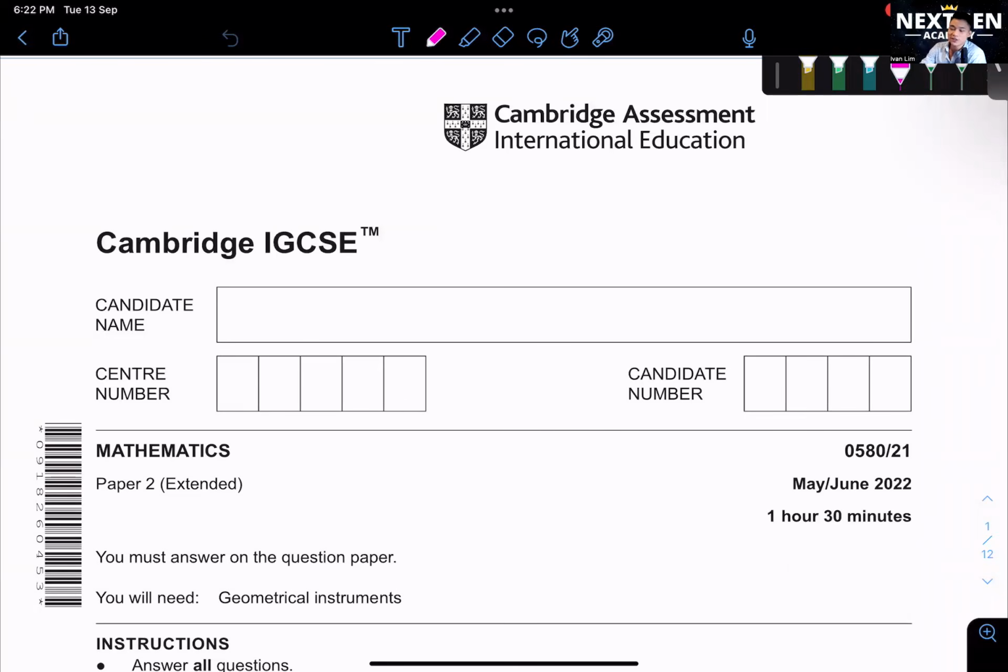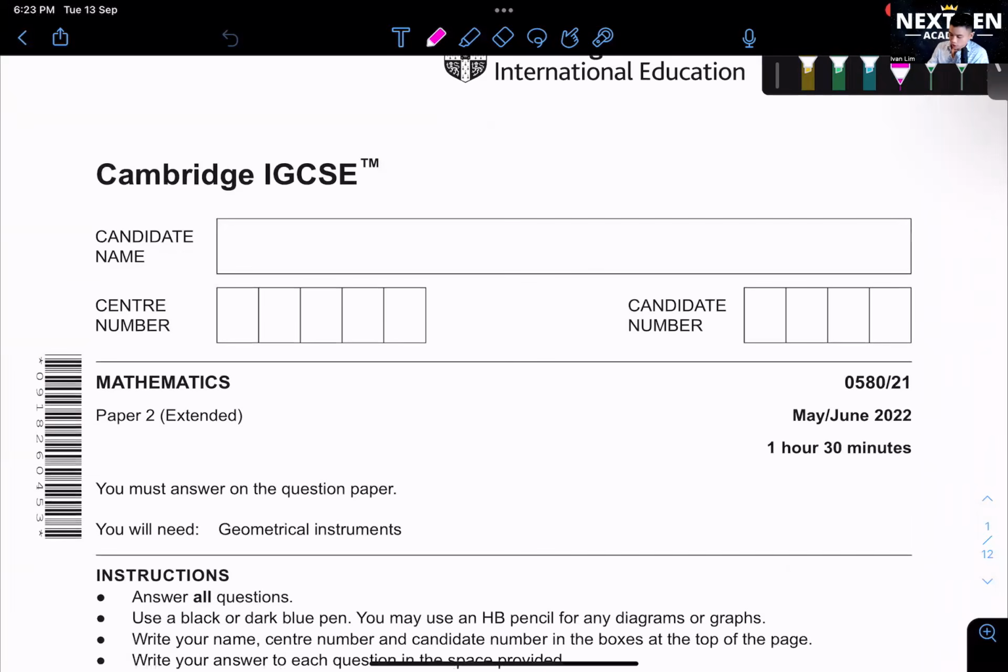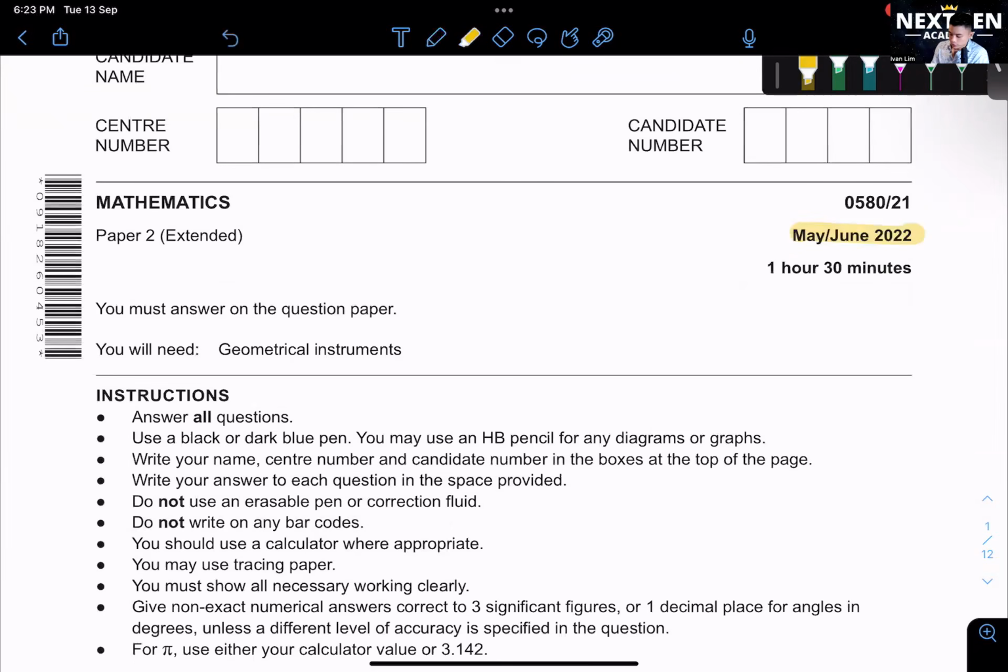So we are going to go through this paper, which is the 058021 May-June 2022 paper. This is paper 2. You will only have 1.5 hours, 1 hour 30 minutes.